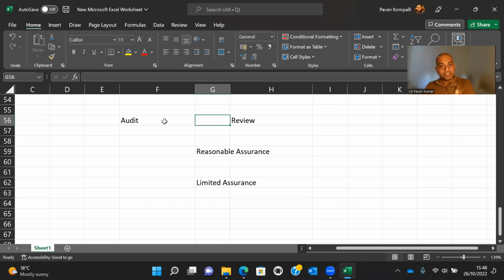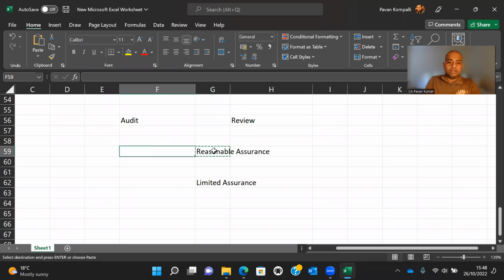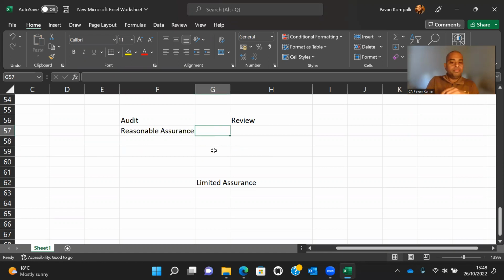A statement of facts will be given. Opinion is not given, judgment is not there. So audit and review, both of them are assurance engagements. In that, you tell me, reasonable assurance, shall I write under audit or under review? Everybody is saying put it under audit. Okay, majority prevails. I am following you.